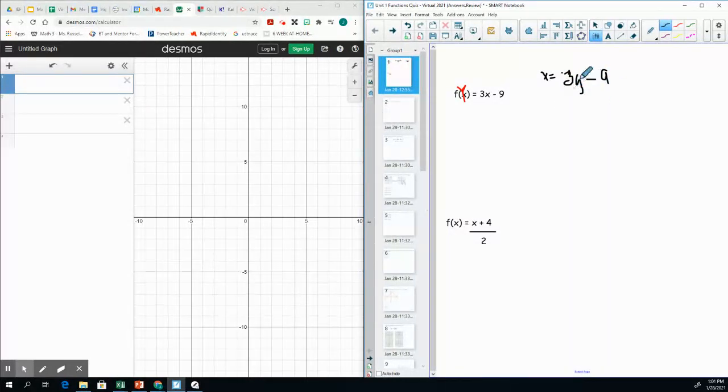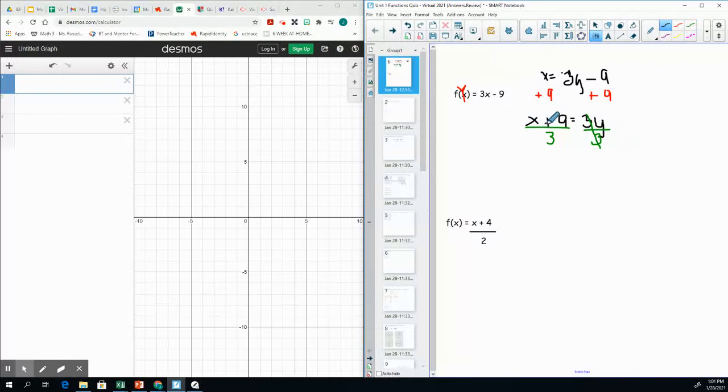And now we're going to solve for y. So we're going to add 9 to both sides. So that's going to leave me with x plus 9 equals 3y. We need to get the y alone, so we're going to then divide by 3 on both sides. The whole thing divided by 3. This side divided by 3 because that's 3 times y, so division is the inverse.